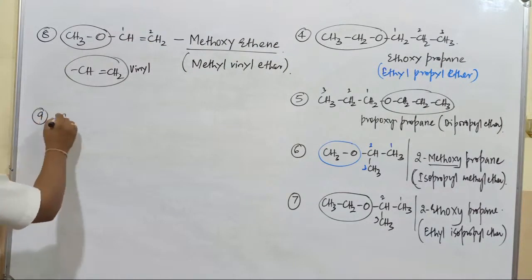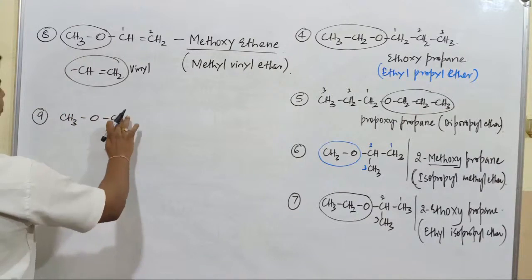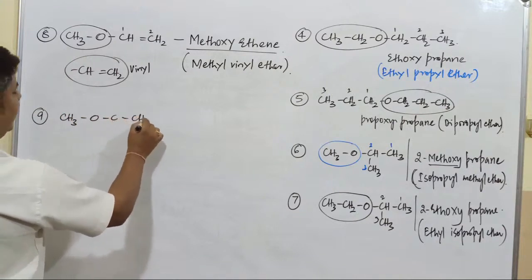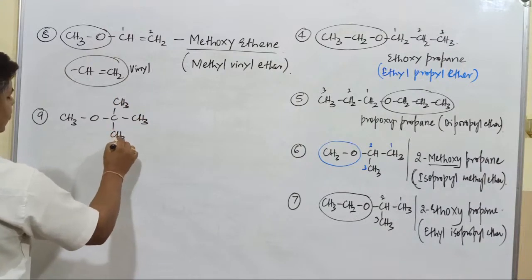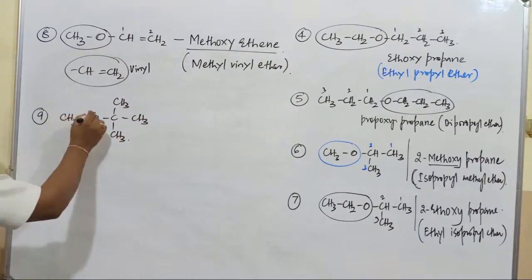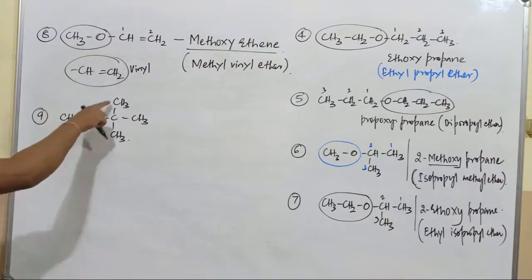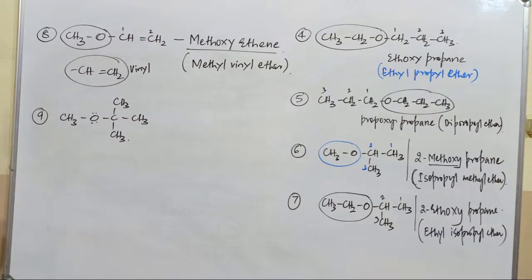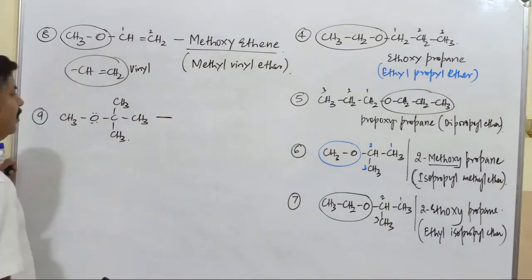Number 9. CH3, this is O, this is carbon, with CH3 on each of the other three branches. What is the IUPAC name of this ether? On both sides of the ether, two different alkyl groups are present. This is methyl, and this is the tertiary butyl group. What is the common name as well as the IUPAC name of this ether compound?